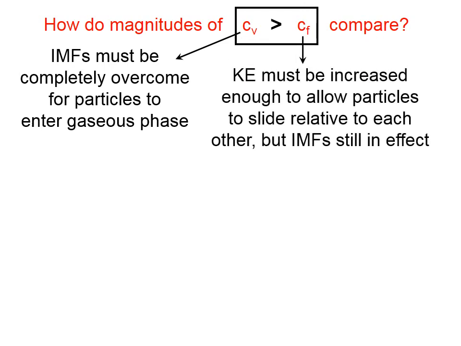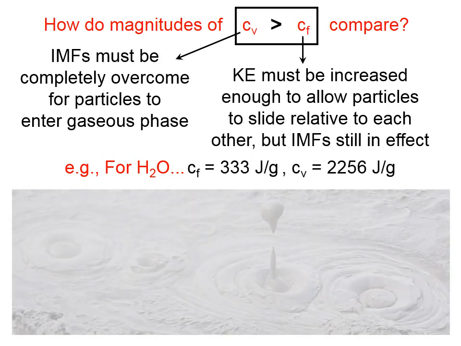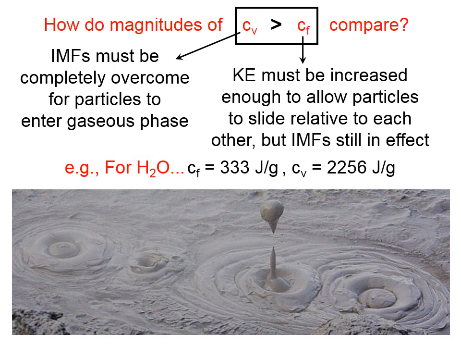When we're using the heat of fusion, we're simply melting something, and the particles in the solid phase are very close together. Then, when they've melted and the substance is in the liquid phase, again, the particles are still very close together. Now, they have more kinetic energy than when they're in the solid phase, but they still are very close together. We have to increase the kinetic energy enough to allow the particles to slide relative to each other, but the intermolecular forces are still in effect. As an example, for water, we can see that the heat of vaporization is roughly 7 times larger than the heat of fusion.